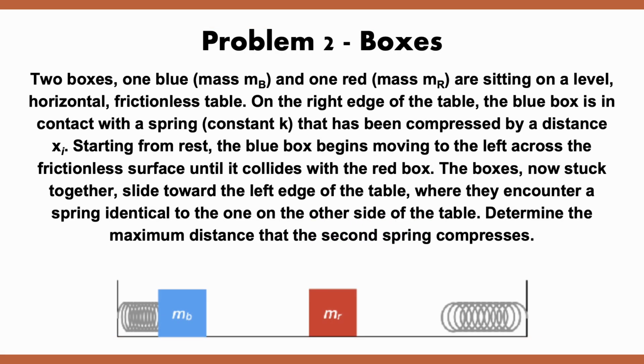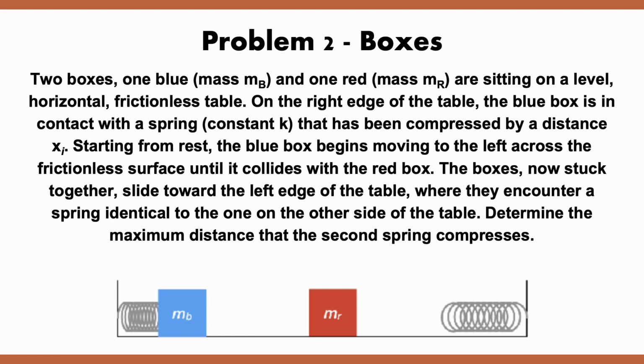Our problem that we chose was the boxes problem. As it reads, two boxes, one with mass MB, the blue box, and the other red box with mass MR, are sitting on a level horizontal frictionless table. On the right edge of the table, the blue box is in contact with a spring. This is the constant K that has been compressed by a distance of xi.